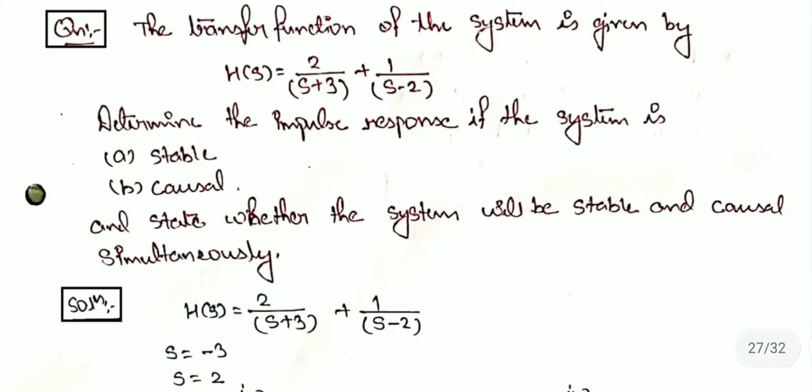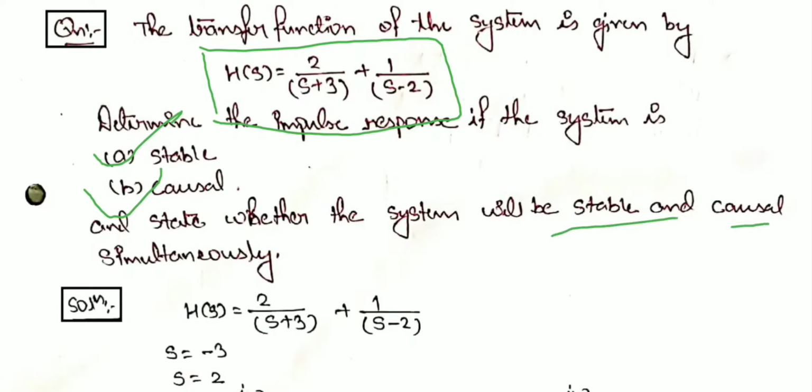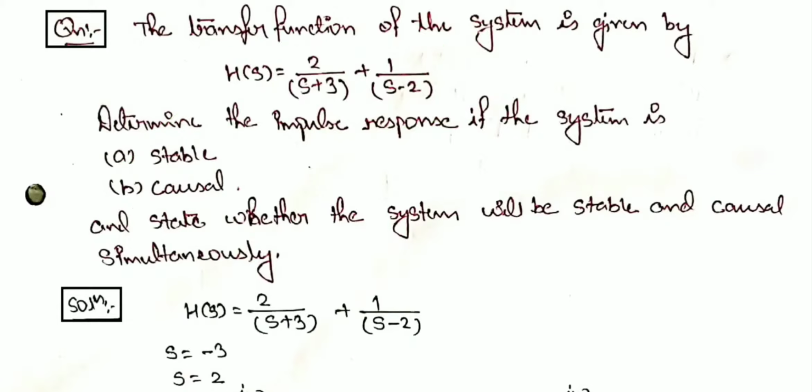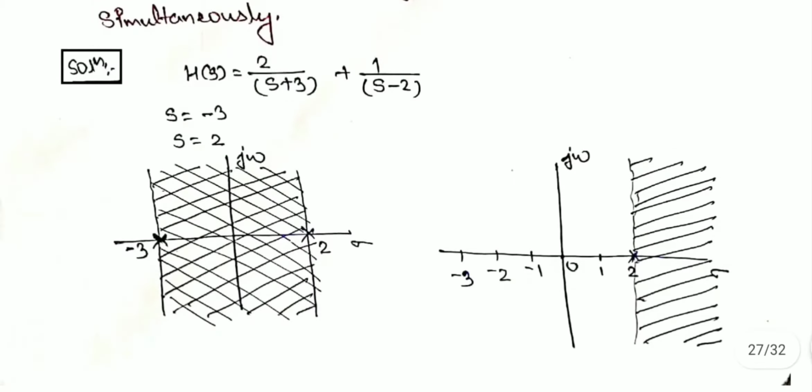Now our question is: find the transfer function of the system if the transfer function of the system H(s) is equal to 2 upon s plus 3 plus 1 upon s minus 2, and determine whether the system is stable and causal, and also state whether the system will be stable and causal simultaneously. Okay, let's discuss the first point, whether the system is stable or not.